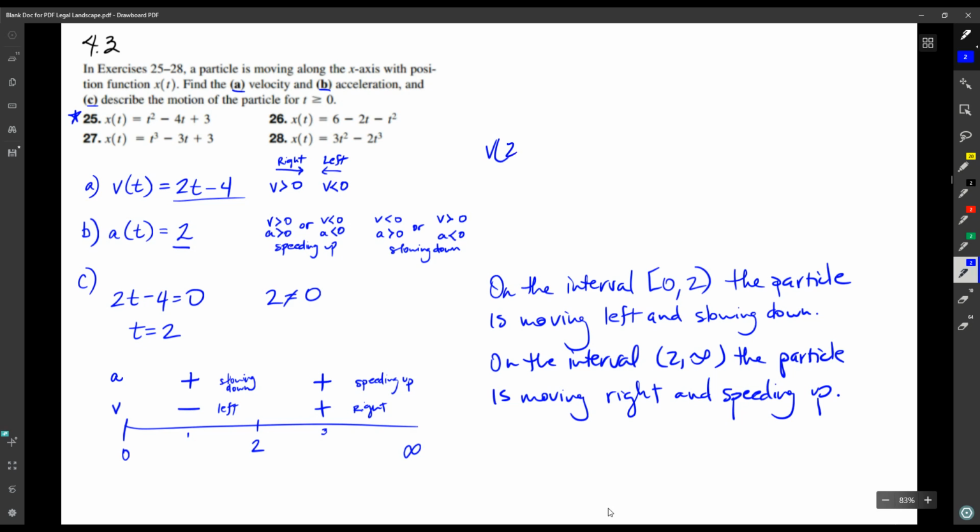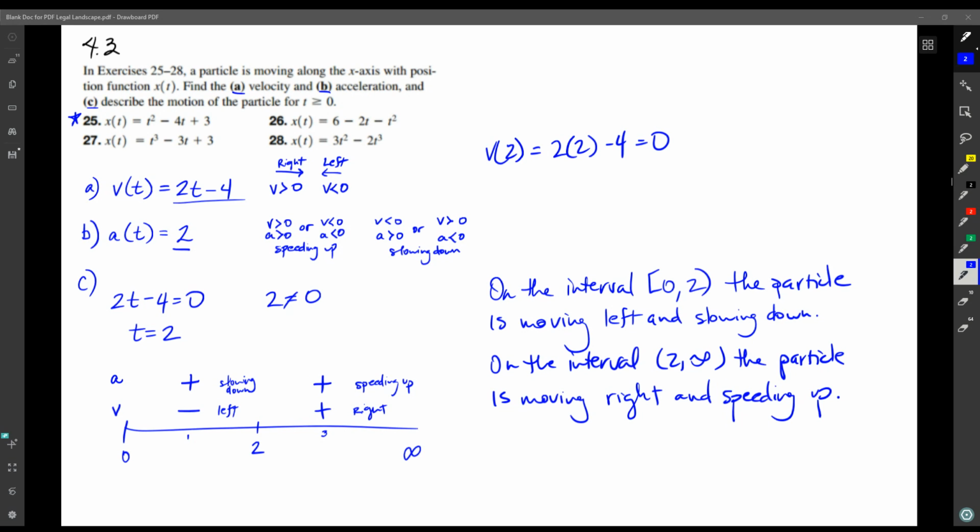Remember, velocity at 2 here would be 2 times 2 minus 4, which would be 0. The particle's at rest there. It's not moving forward or backward. It's that moment in time where we're switching from a left movement to a right movement, and that's number 25 from section 4.3.